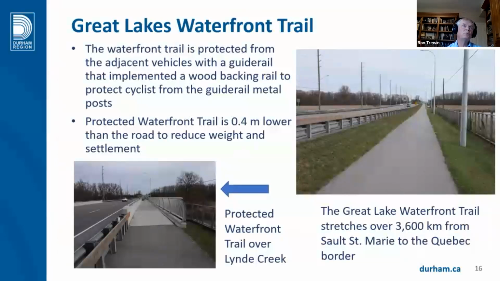The waterfront trail is protected from the adjacent vehicles with a guide rail and implemented wood backing. This was a feature we felt was needed to protect cyclists from the guide rail metal post. And as you see here, the multi-use path is about 0.4 meters lower to reduce the weight and settlement. A proper trail was non-existent in this area. Trail users would cross through this segment.